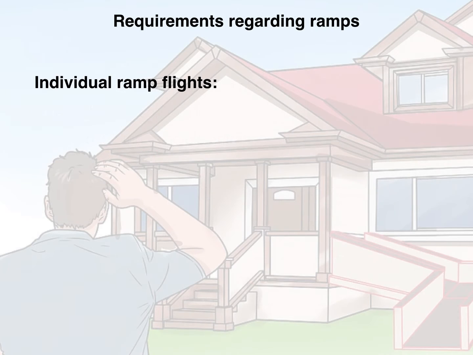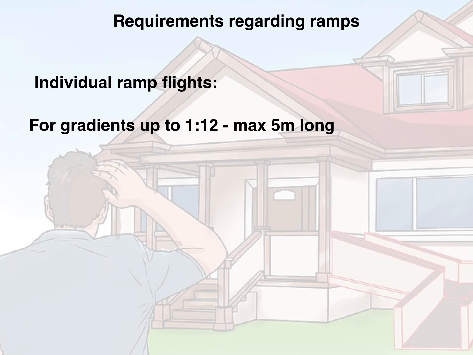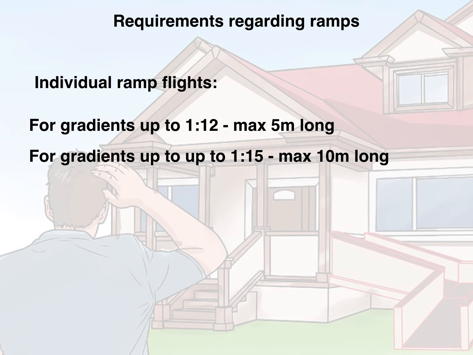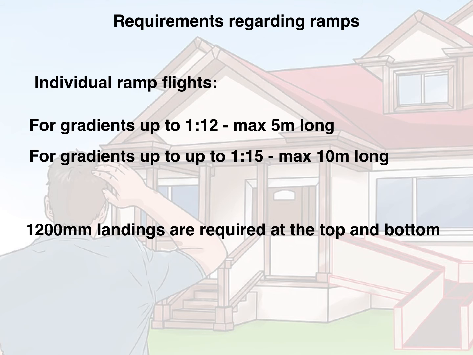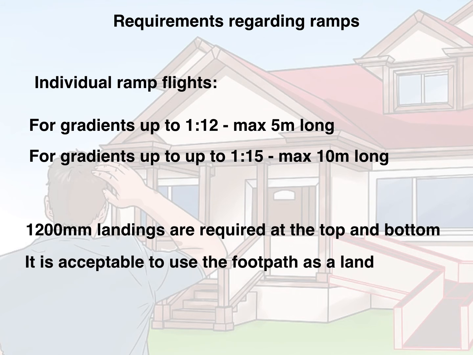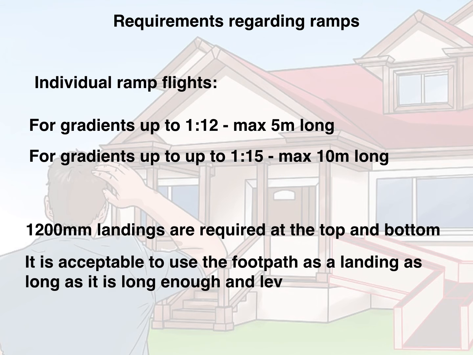Individual ramp flights for gradients up to 1 in 12: the maximum length is 5 meters. For gradients up to 1 in 15, the maximum length is 10 meters. 1200 mm landings are required at the top and the bottom. It's acceptable to use a footpath as a landing as long as it's long enough and level.